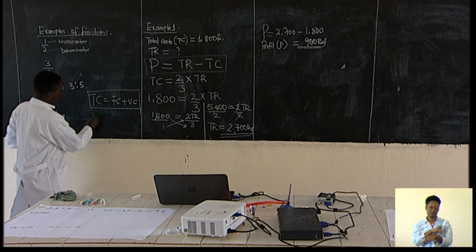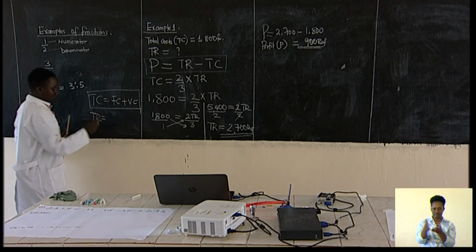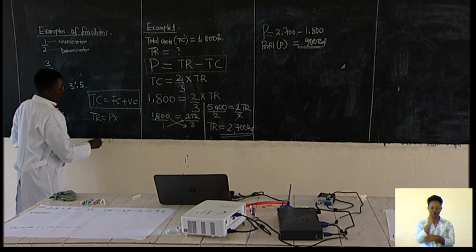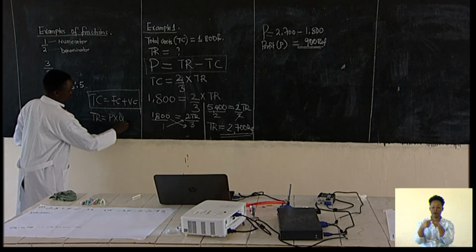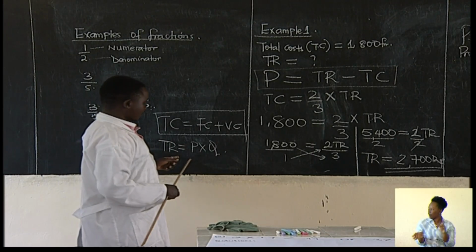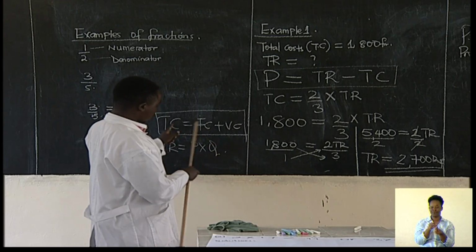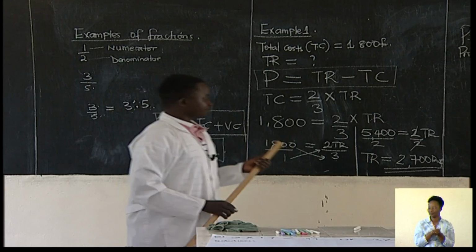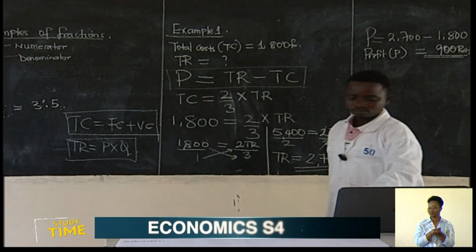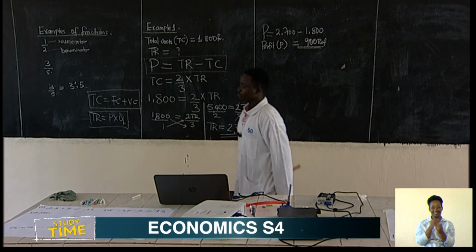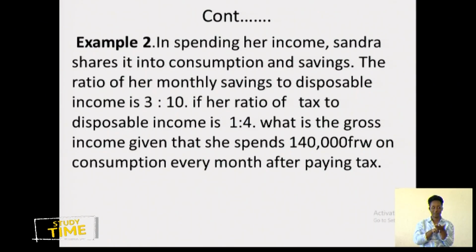Remember total revenue, we said in the previous lesson, to get total revenue, you get the price of each unit and multiply by the quantity sold, the output. So you'll be able to get the total revenue. I think that is very clear. Remember these simple formulas. Then let's look at application number 2. We have example 2.